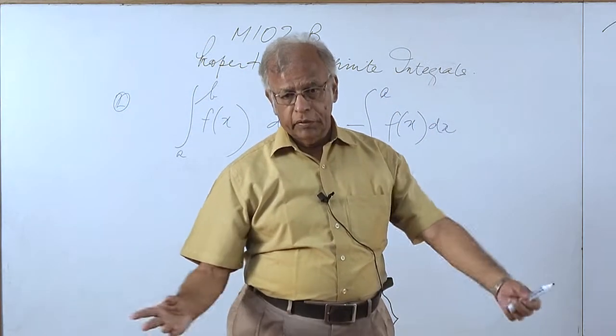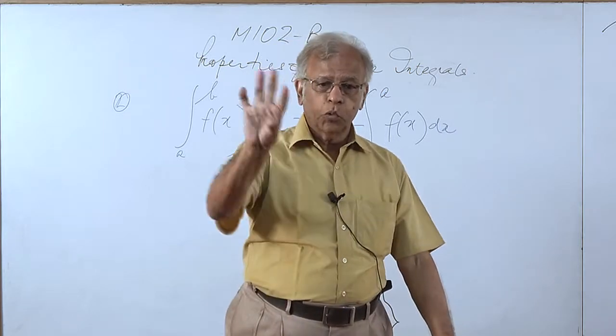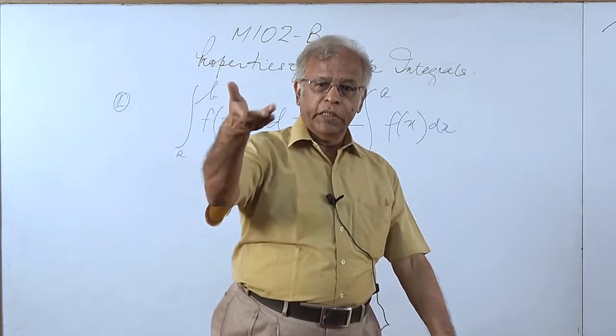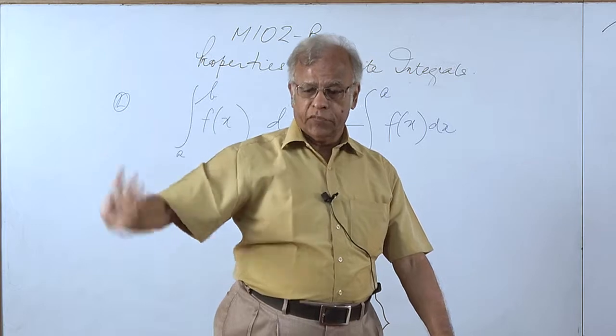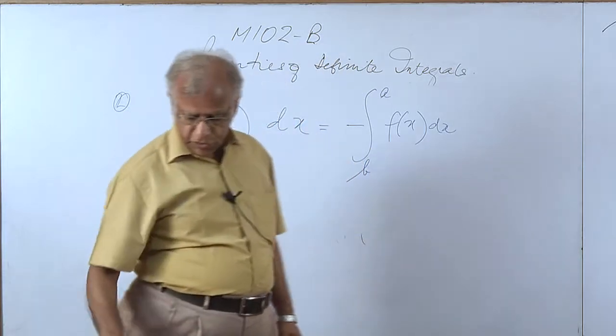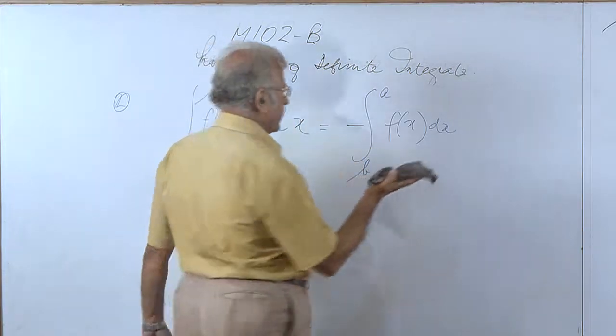So, if we have one value from 1 to 2 as 5, and we integrate from 2 to 1, it will be minus 5. So it just changes the sign of the integral.